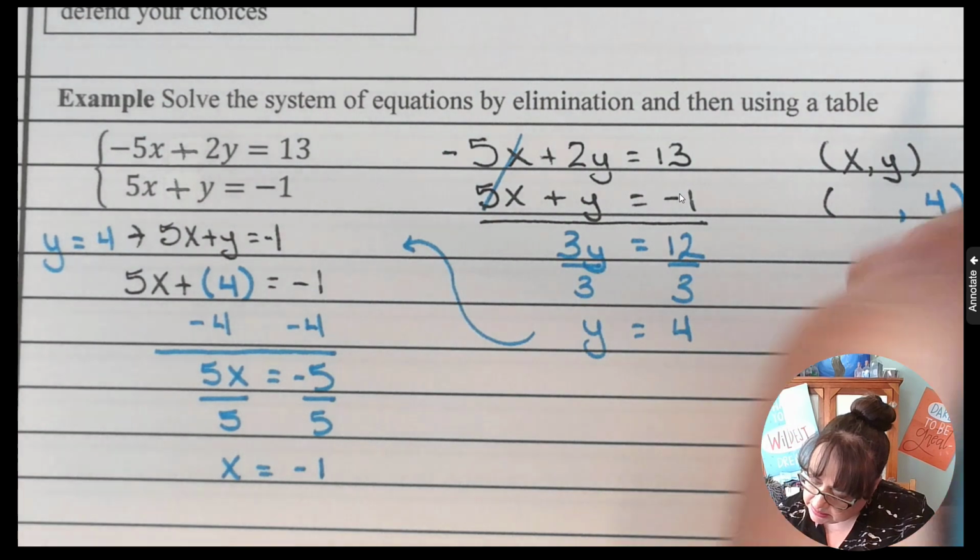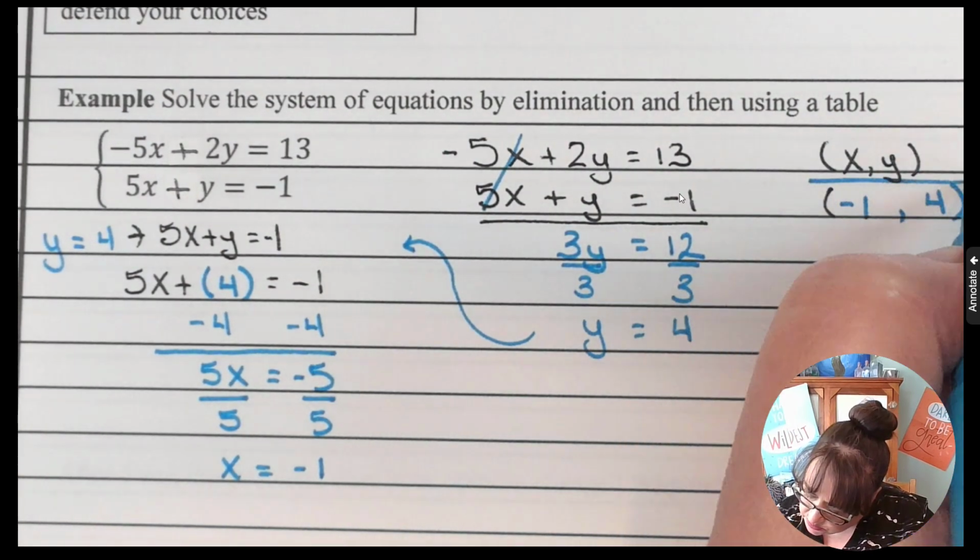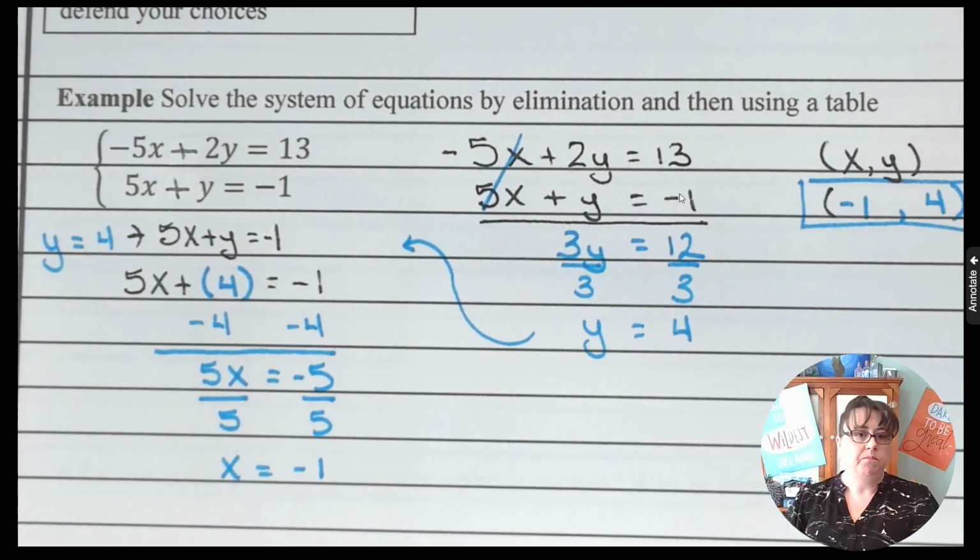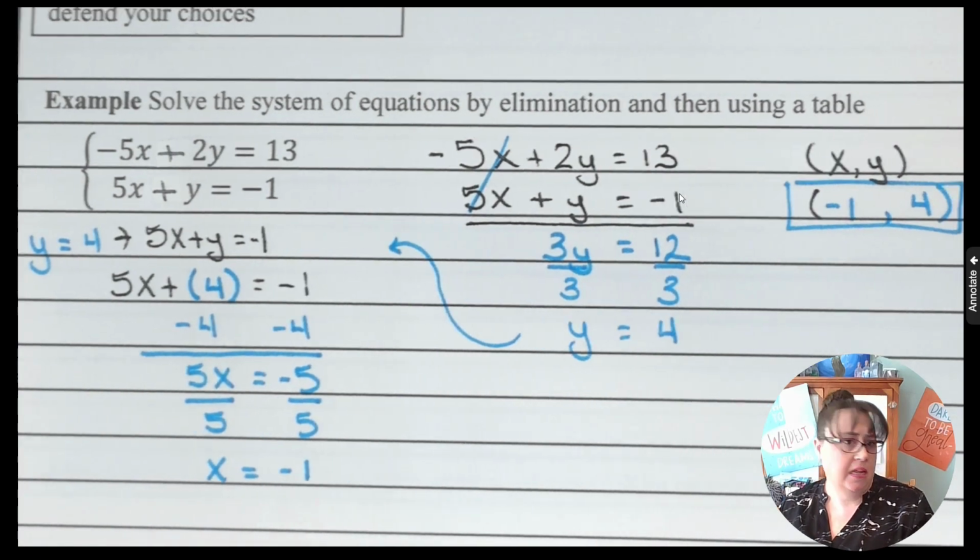So our x is now negative 1. So our answer is negative 1, 4. So that was solving systems of equations by elimination. And if it wasn't something you've seen before, and this is the first time you've ever seen it, that's okay.